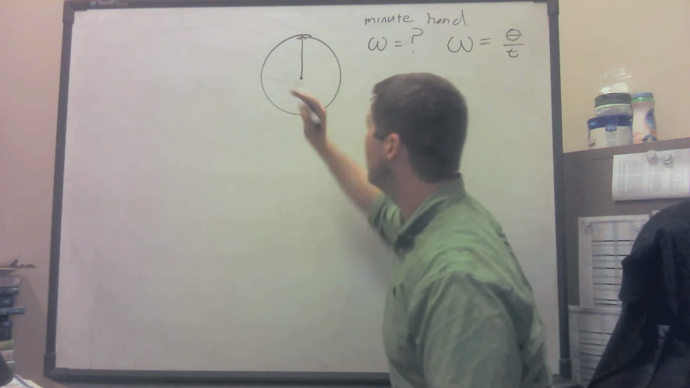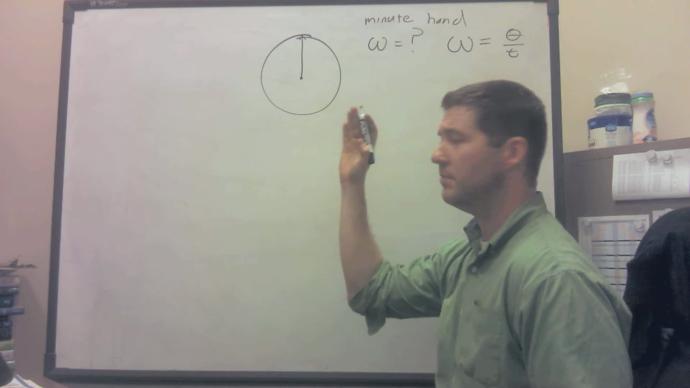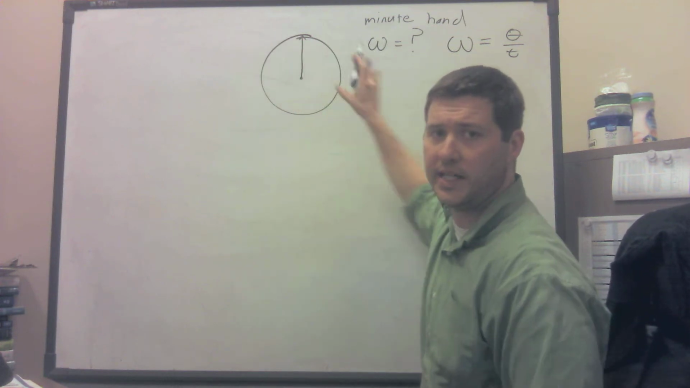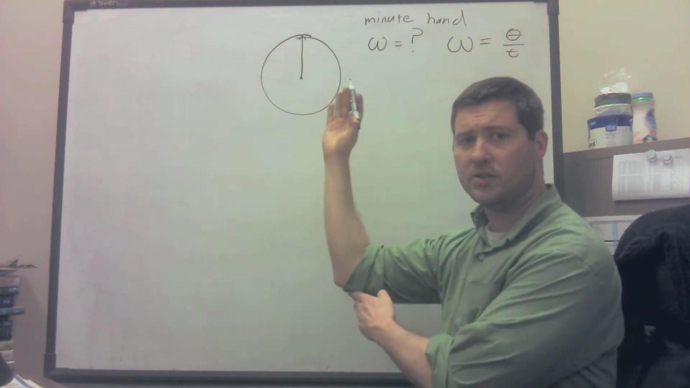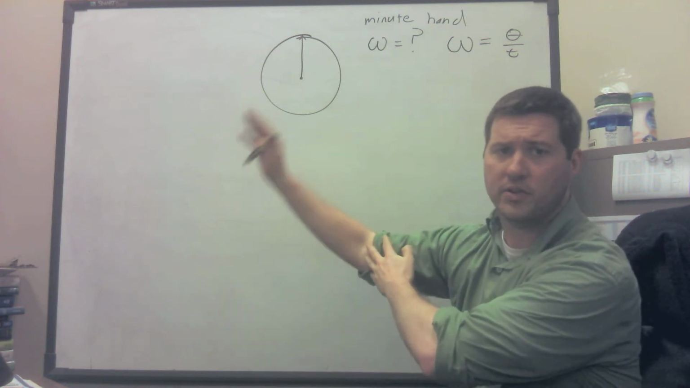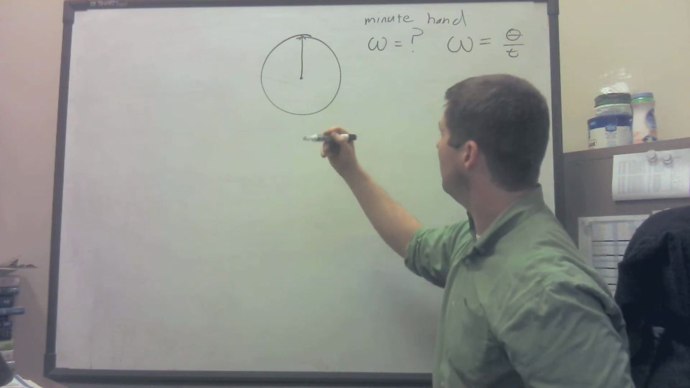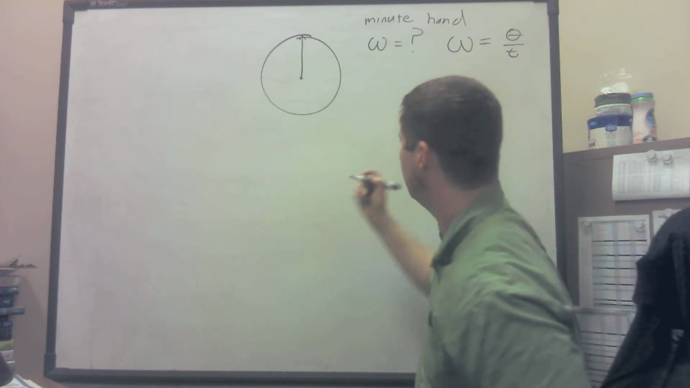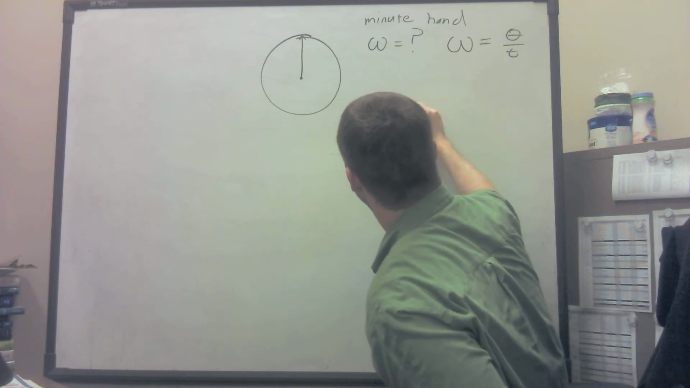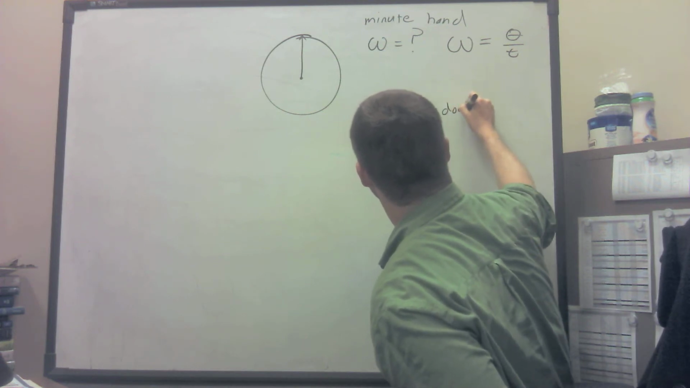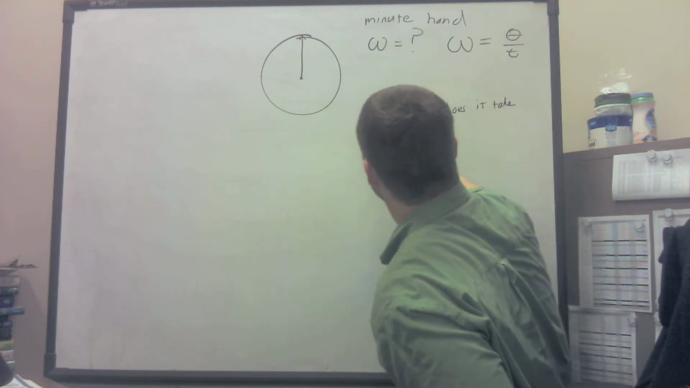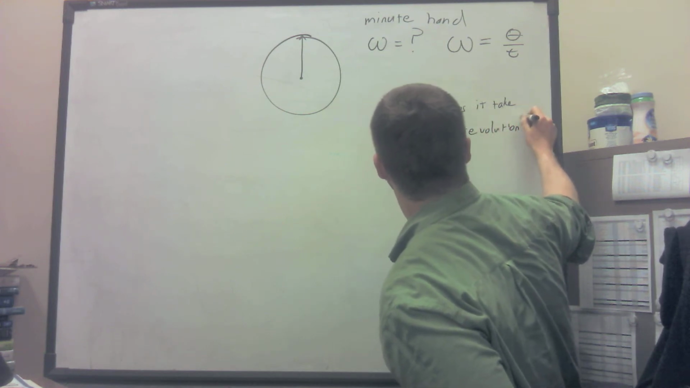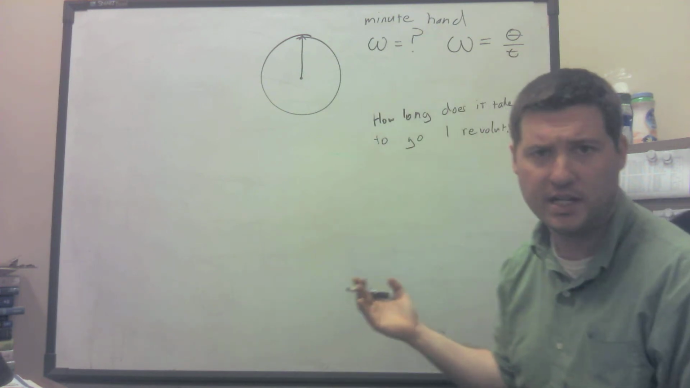We could say that we move through some fraction of 2 pi radians. That makes sense to me because in one circle we go through 2 pi radians, right? 1 full revolution. In our minute hand, if it goes through 1 full revolution, we've gone through 2 pi radians. So we could say, how far does it go? How long does it take to get through 1 full revolution? That's one way of thinking about this, one way of approaching this problem.